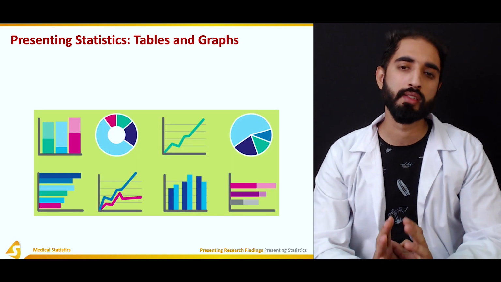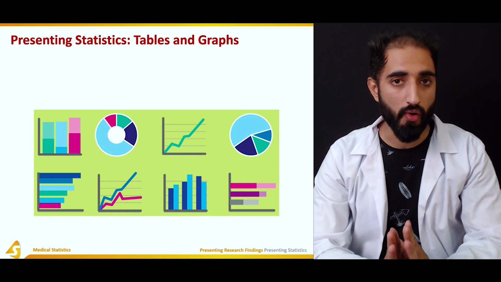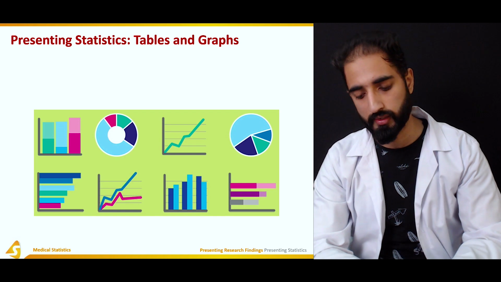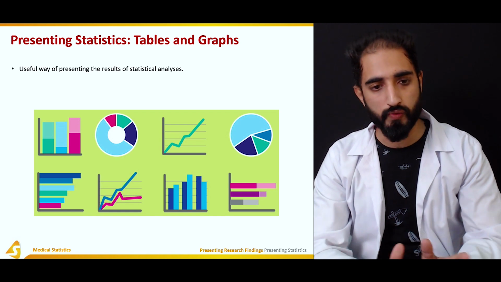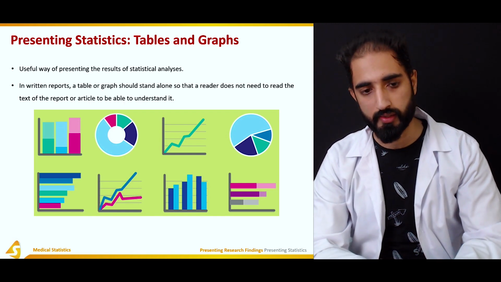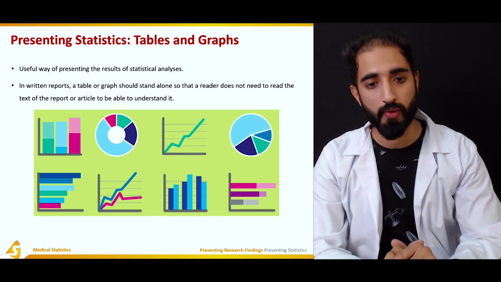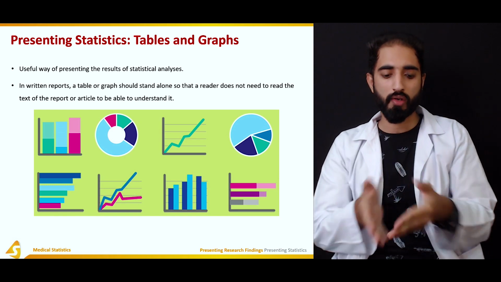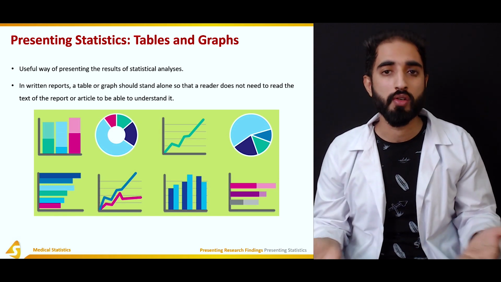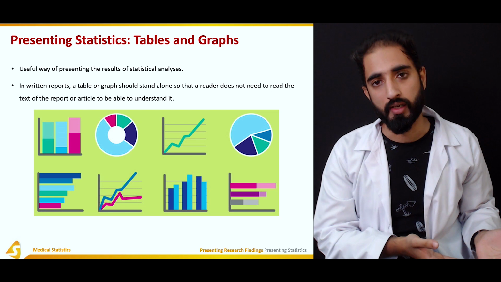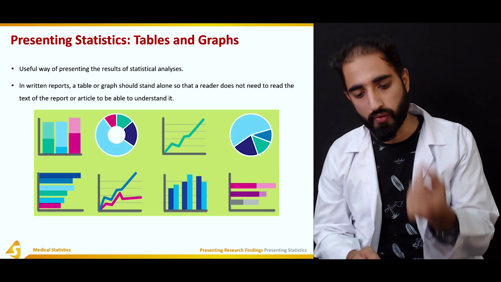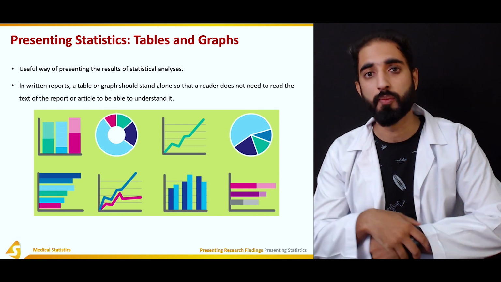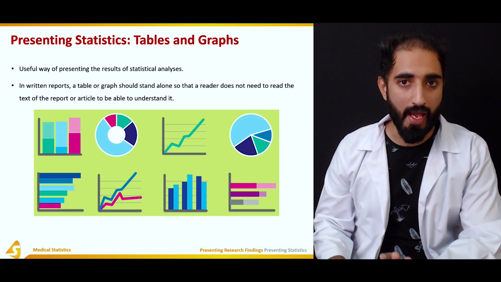Now, presenting statistics in tables and graphs is a very important, easy, and good way to present your results in the results section. In written reports, a table or graph should stand alone. It should be sufficient. When you look at it, it should give all the information, and you should not have to read the text to understand what this graph, pie chart, or table is trying to convey.